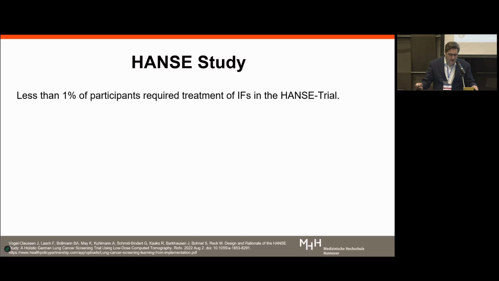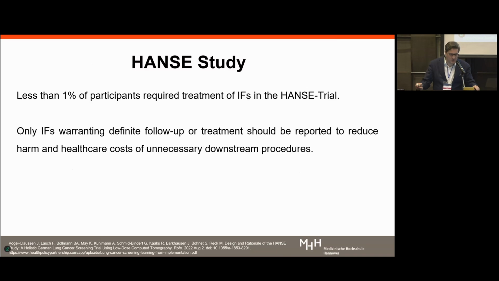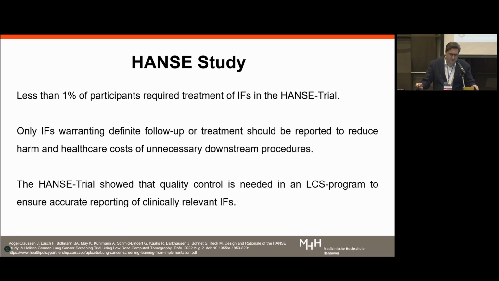So from the HANSA study, summarizing, we learned that indeed less than 1% of participants require treatment, so surgery, like I showed you, for incidental findings in the HANSA trial. It was worthwhile because there were few cancers among them which could be treated. Only incidental findings, we think, warranting definite follow-up or treatment should be reported to reduce harm and healthcare costs of unnecessary downstream procedures. It's a big problem we downtone at the moment in Germany, not to obstruct screening. But I think the only guideline we have in Germany is that we should report on average not more than 10% of the cases as significant reportable findings.